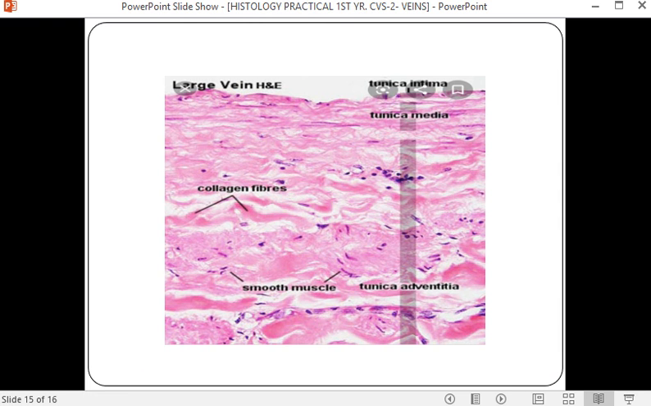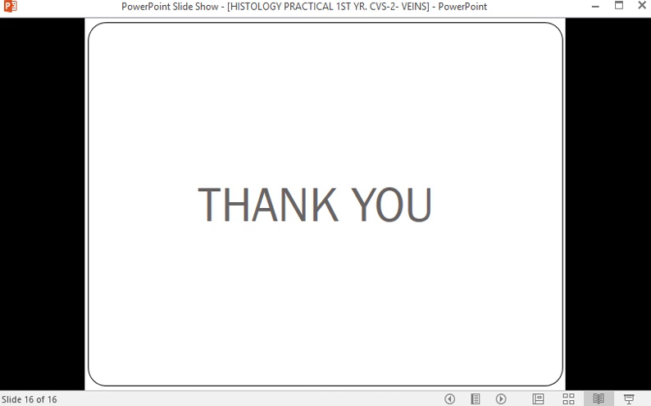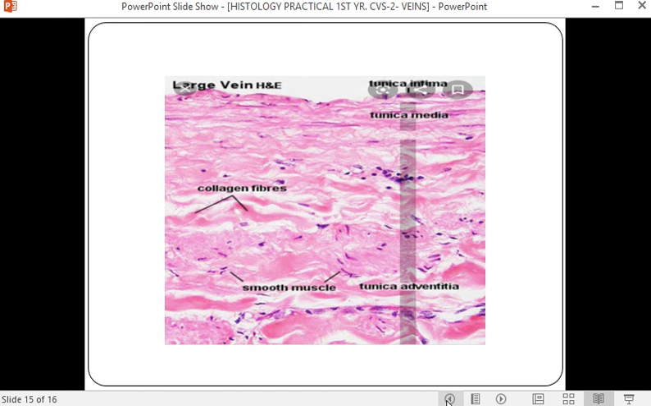Here we can see the microscopic picture of a large vein. We can see that the tunica intima is present in the upper part. Then is tunica media, which consists of elastic fibers. Collagen fibers are also present. Then is tunica adventitia, which is also composed of collagen fibers, elastic fibers, and a few smooth muscle fibers are also scattered in it. That's the end of the lecture. Thank you.